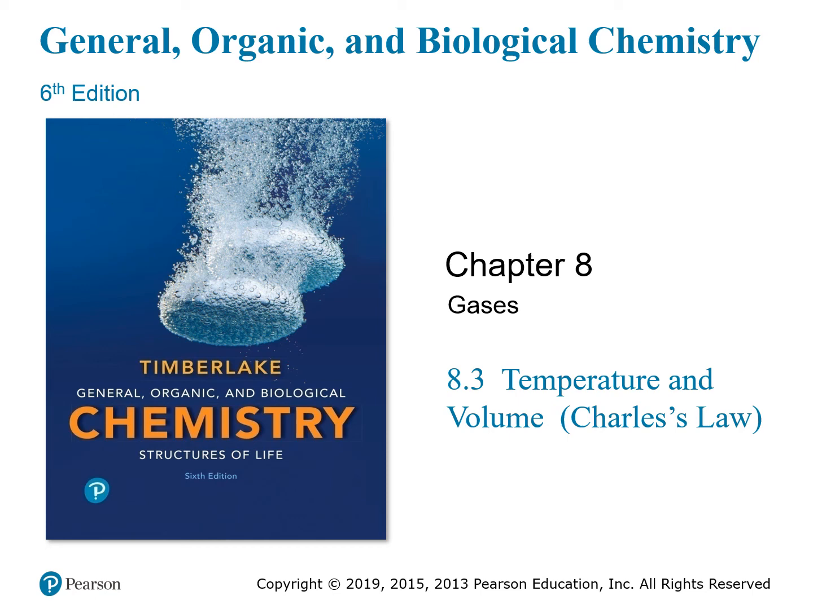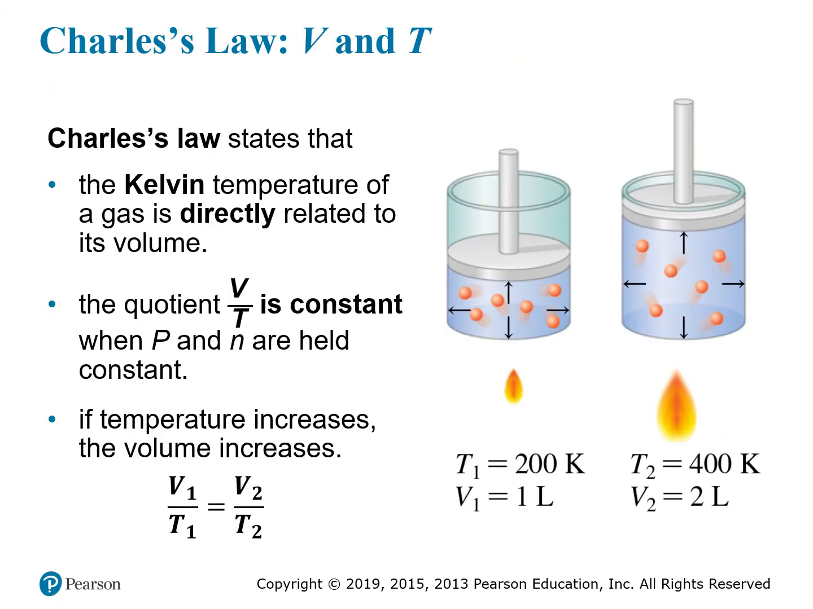This is Chapter 8, Gases, and Section 8.3 is the relationship between temperature and volume. This is Charles's law. Charles's law states that the Kelvin temperature of a gas is directly related to its volume. This means that the quotient V over T is constant as long as you hold P and N constant. P is the pressure, N is the number of moles.